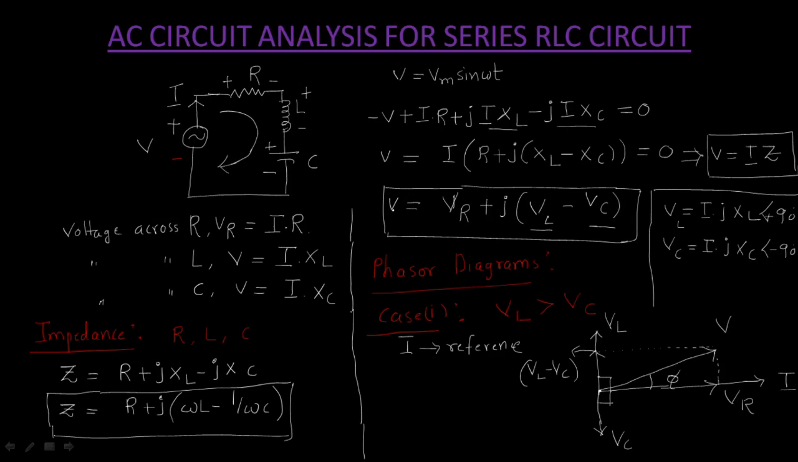So we can write the magnitude from here also. V equals the square root of VR square plus VL minus VC whole square. This is the magnitude of the supply voltage.